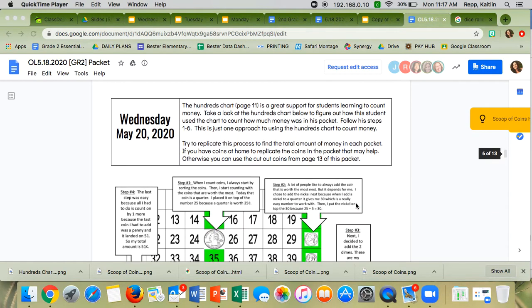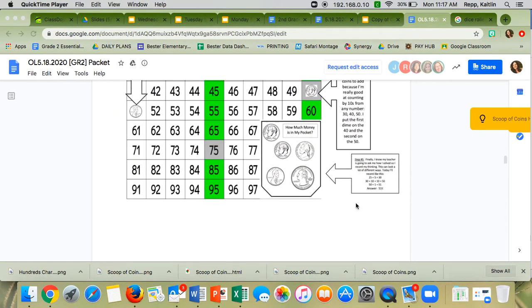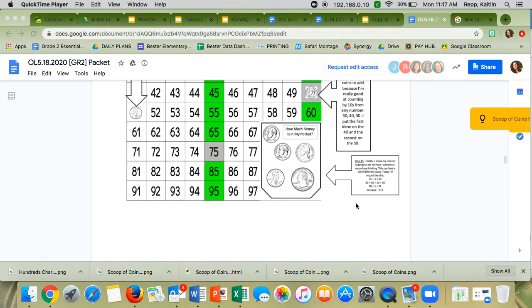And then this last step, step number 5. Oh, I thought there were 6 steps, but there's maybe only 5. So you know your teacher is going to ask you how you solved your problem and how you figured out how much money was in your pocket and to record your thinking. That can look a lot of different ways, but you can record your thinking using little equations.